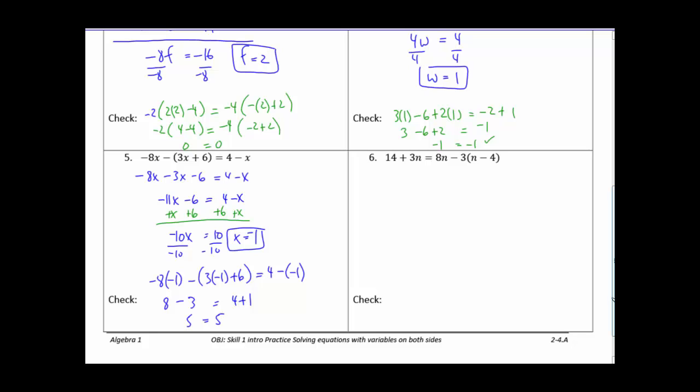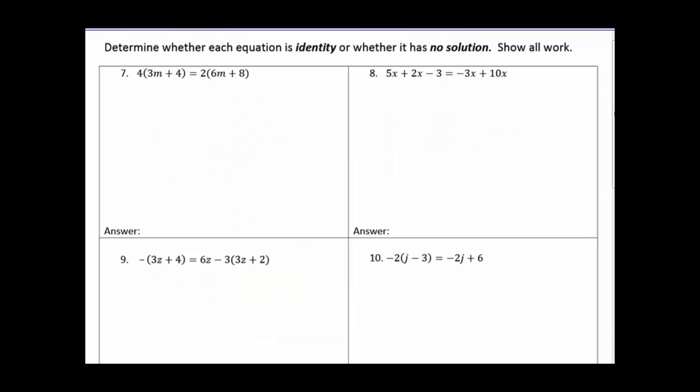Be careful here. Sometimes it helps to put little parentheses so we don't mix up that negative sign or minus sign here. So it's 4 minus a negative 1, which then changes that to a positive 1. So 7, 8, 9, and 10. What we're going to do is determine whether each equation is an identity or whether it has no solution, and make sure we show it works.